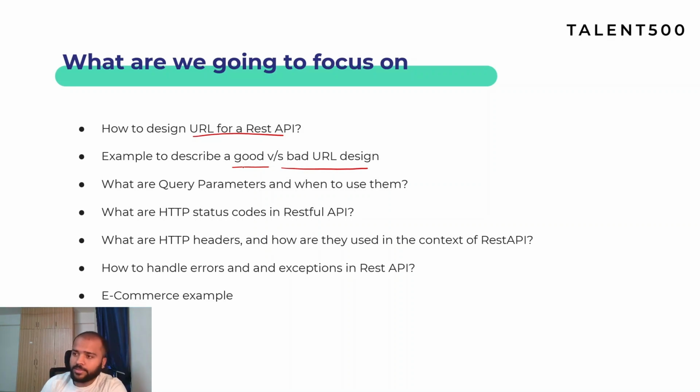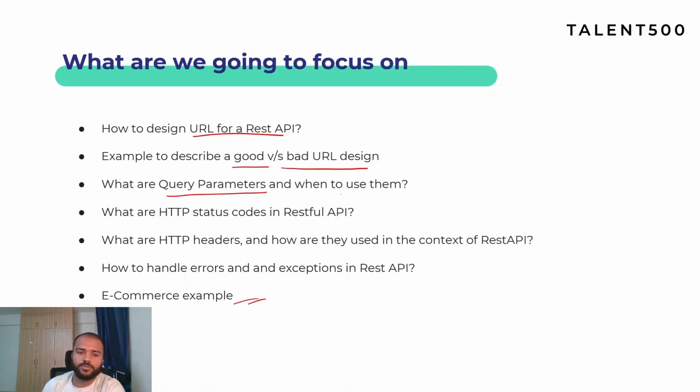design might look like. Then we will see what are query parameters in REST APIs, basically in the URLs, and when to use them and when not to use them. Moving forward, we'll discuss what are the HTTP status codes in REST API and what they mean and what they define, and then we'll discuss some other concepts about designing REST APIs, like what are HTTP headers and how they are used in the context of REST API. After that, we will also discuss how to handle errors and exceptions in REST API. And in the last, we'll give an e-commerce example for a REST API design, like how a REST API design might look like for an e-commerce platform.